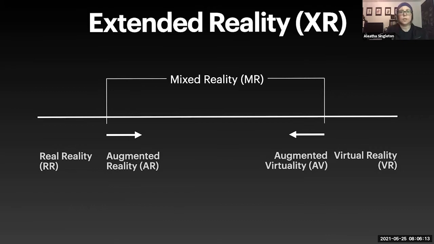Back in 1994, a group including Paul Milgram and Fumio Kishino created the reality-virtuality continuum in order to roughly illustrate the extension of reality from completely real to completely unreal. This is a simplified illustration that doesn't get into all the nuances of the space, but it is a good start to help you understand the major differences between the different types of reality.